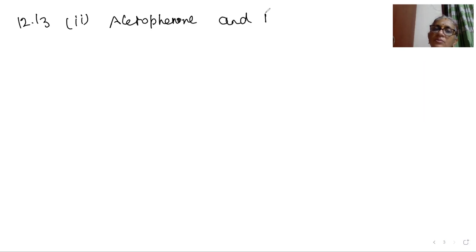and benzophenone? See, when they ask distinguish type questions, they might just give the names or they might give the structures also sometimes, but mostly names are given. So first you write down the structures so that it will give you an idea as to how to distinguish.